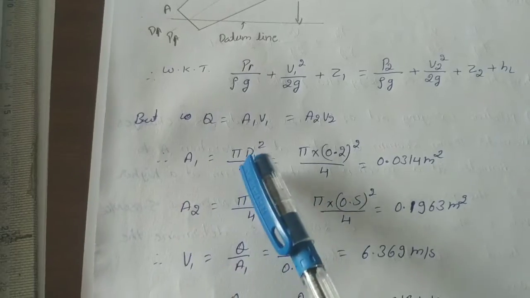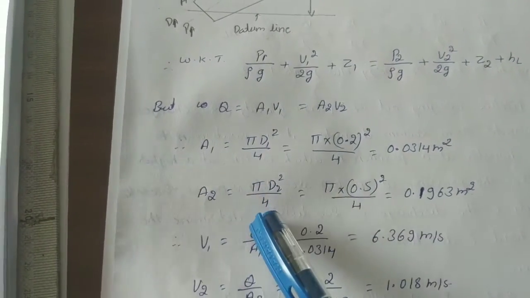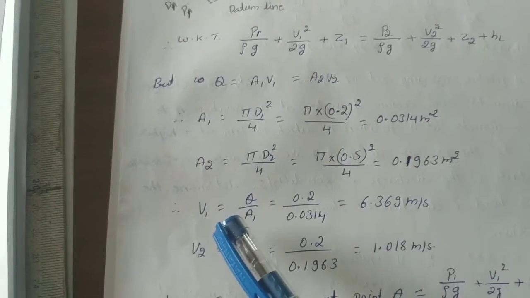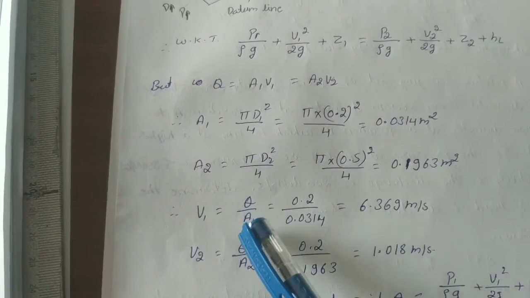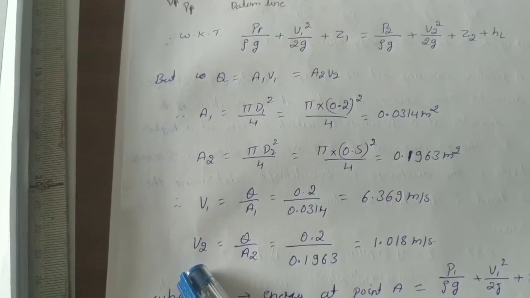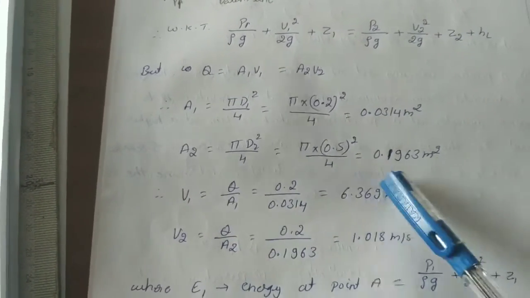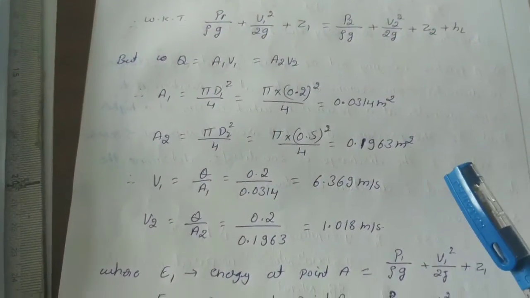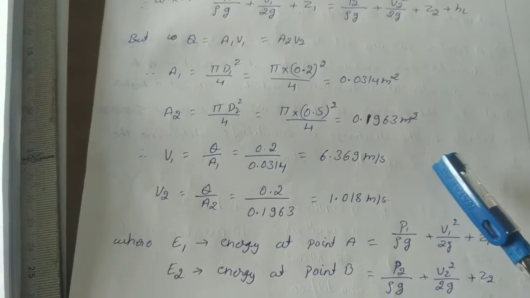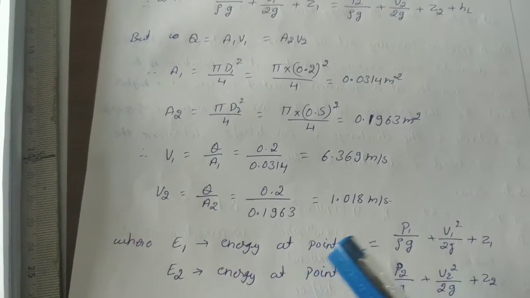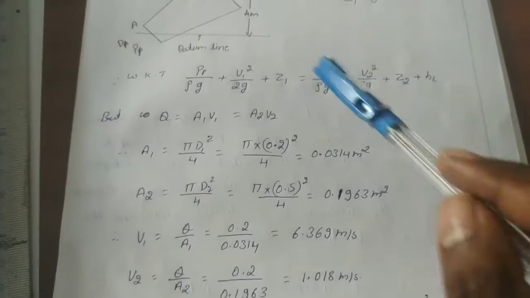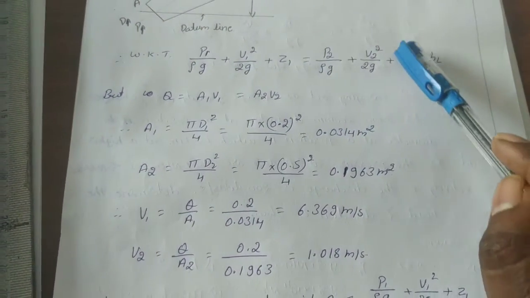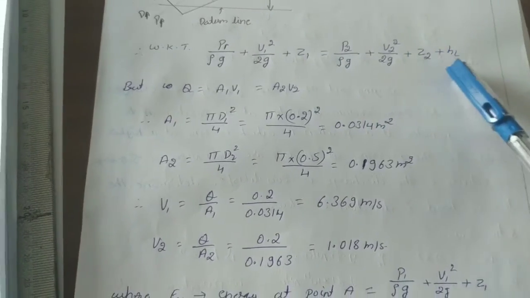So A1 is equal to pi d1 square by 4, and A2 is equal to pi d2 square by 4. Substitute those values to get the answers. V1 is equal to Q by A1 and V2 is equal to Q by A2, and you get the V1 and V2 values. Also the P1 and P2 values are already given in the problem. Here E1 is the energy at point A and E2 is the energy at point B. This is the loss.